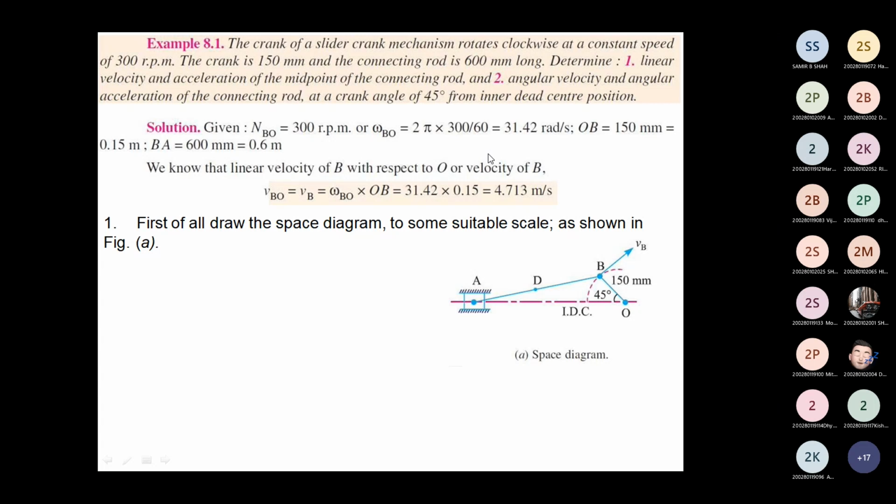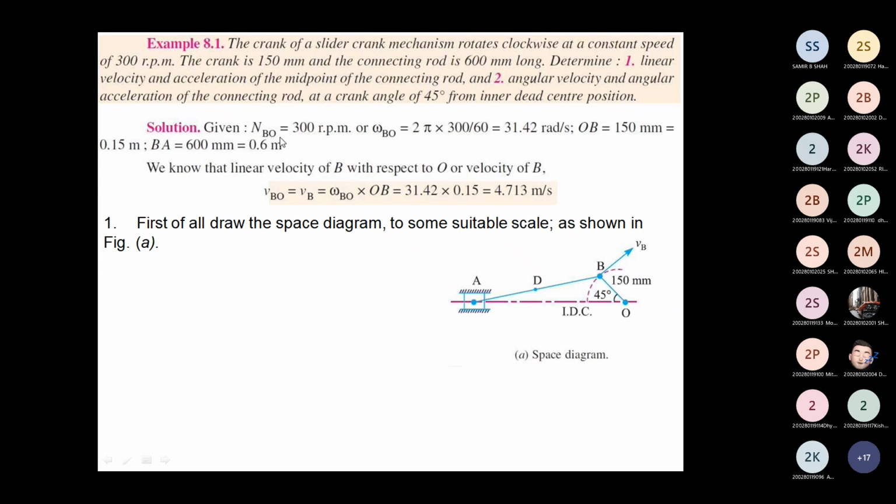Okay, as per this, we draw the space diagram to scale with 150 mm. This is the OB crank length, so it is 150 mm, and the connecting rod AB is 600 mm, and on the midpoint of the connecting rod we get point D.